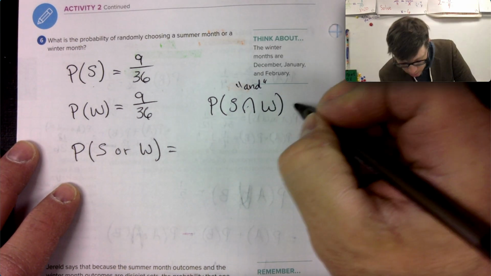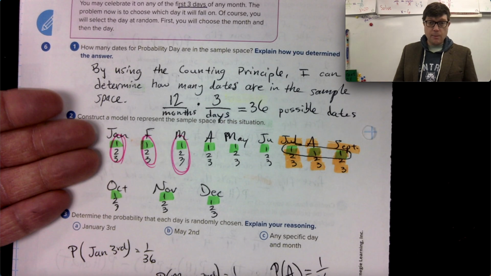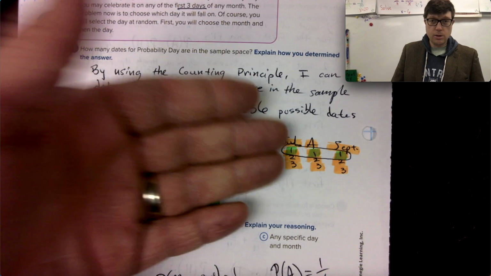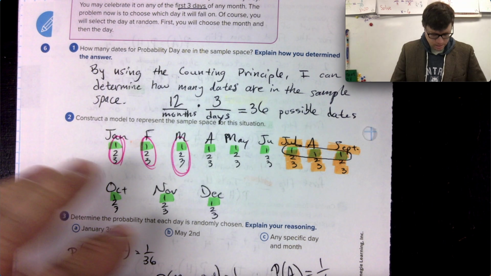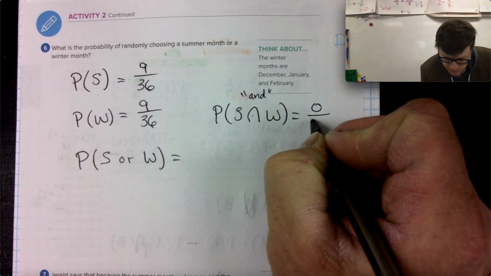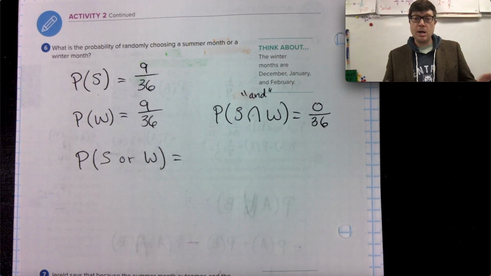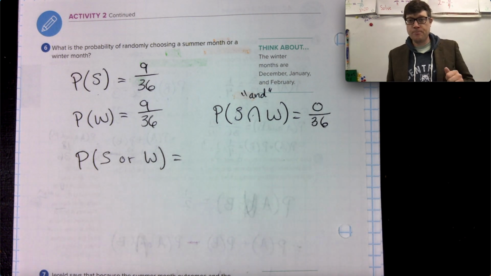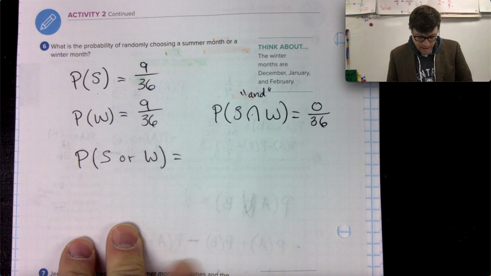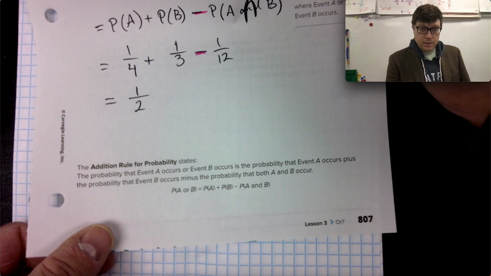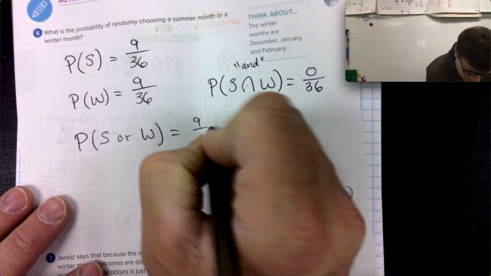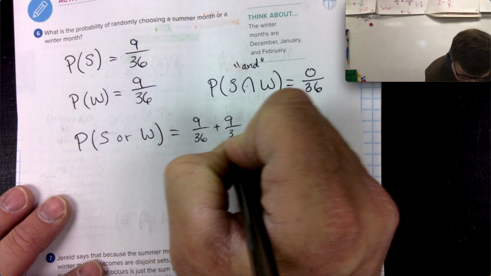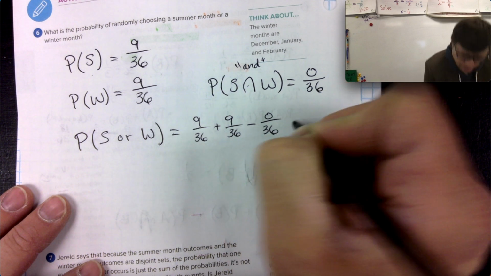Okay. So how many of these days are both summer and winter months? Summer days from a summer month and a winter month. How many? None. This actually has a probability of 0. And if you have a probability of 0, there's no overlap between a day from the summer and a day from the winter. So because there's no overlap, that addition rule for probability says you add the probabilities, and when you take away the intersection, we're going to take away 0. 9 out of 36 plus 9 out of 36, take away 0 out of 36.